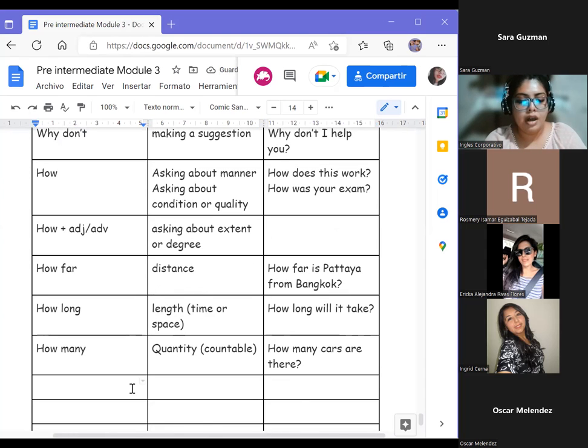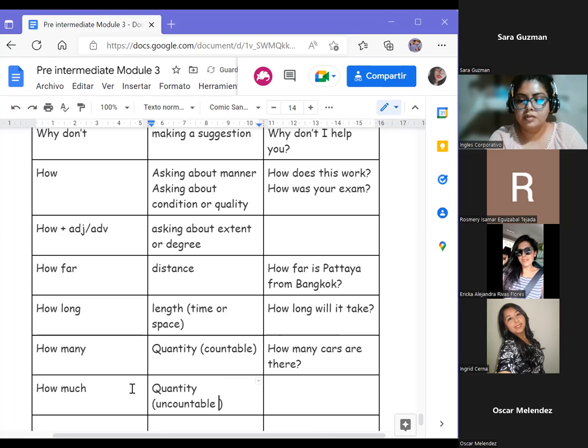And then we have how much. That is, this one is quantity. But in this case, it's an uncountable noun. And we have the example. How much money do you have?